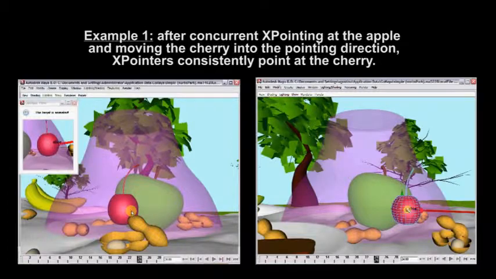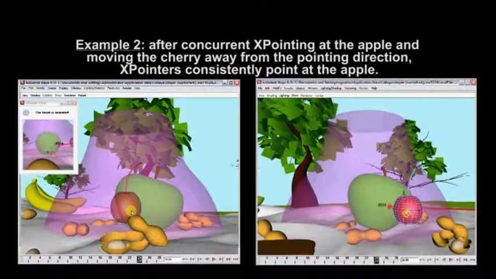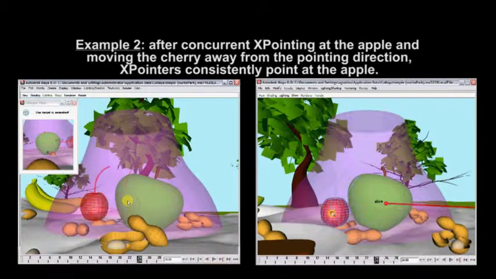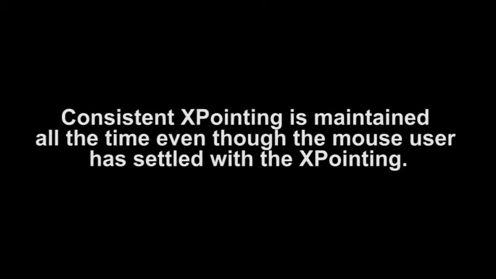consistently point at the cherry. Example 2, after concurrent XPointing at the apple and moving the cherry away from the pointing direction, XPointers consistently point at the apple. Consistent XPointing is maintained all the time even though the mouse user has settled with XPointing.